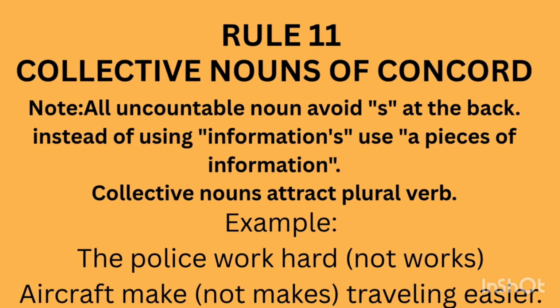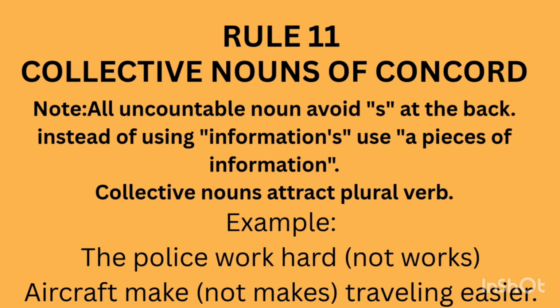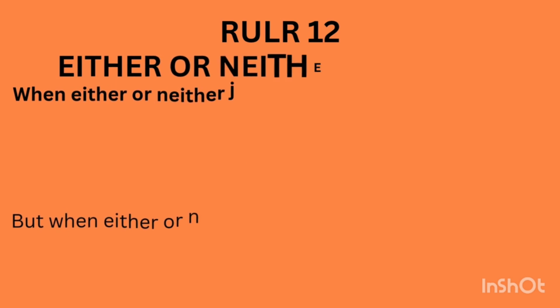Rule 11. Collective noun concord. Note, all uncountable nouns avoid s at the back. Instead of using informations, use a piece of information. Collective nouns attract plural verbs.